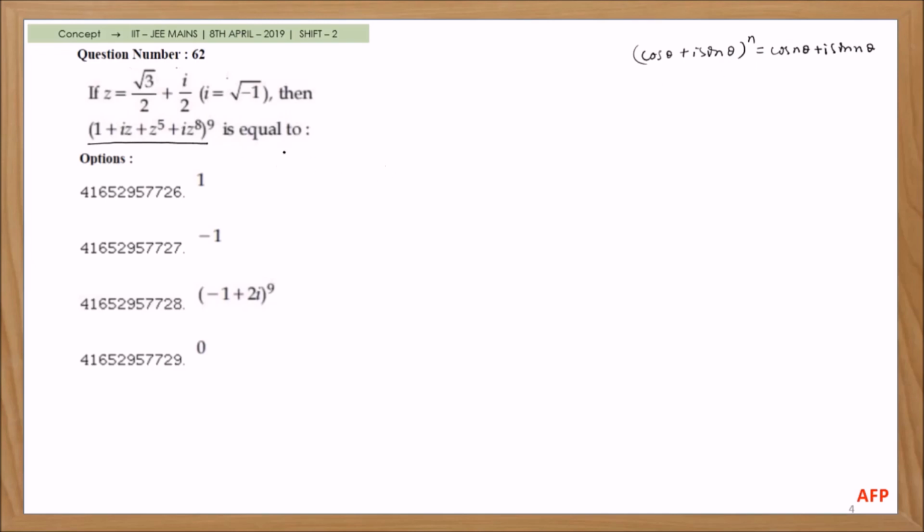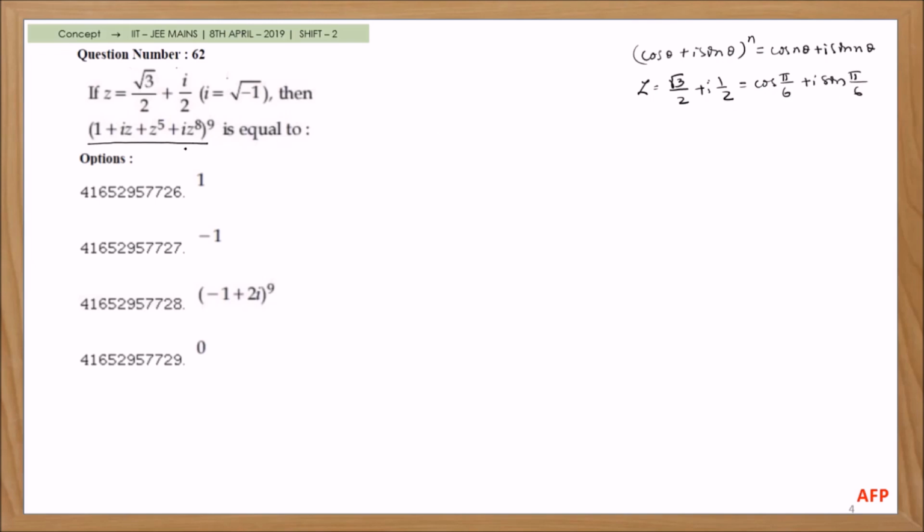So first, what is z? z = √3/2 + i·(1/2) can be written in terms of cos and sin, that is, cos 30 degrees plus i sin 30 degrees.